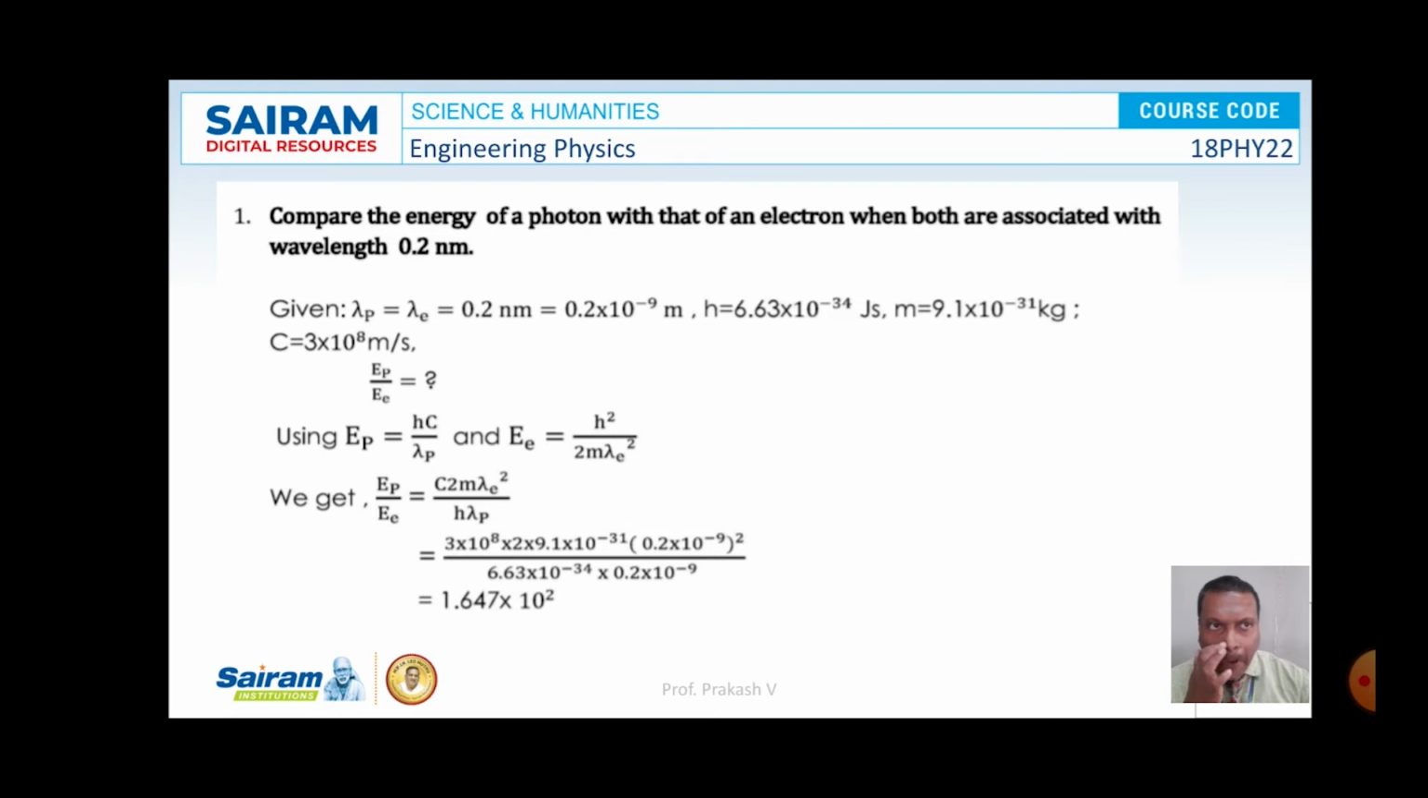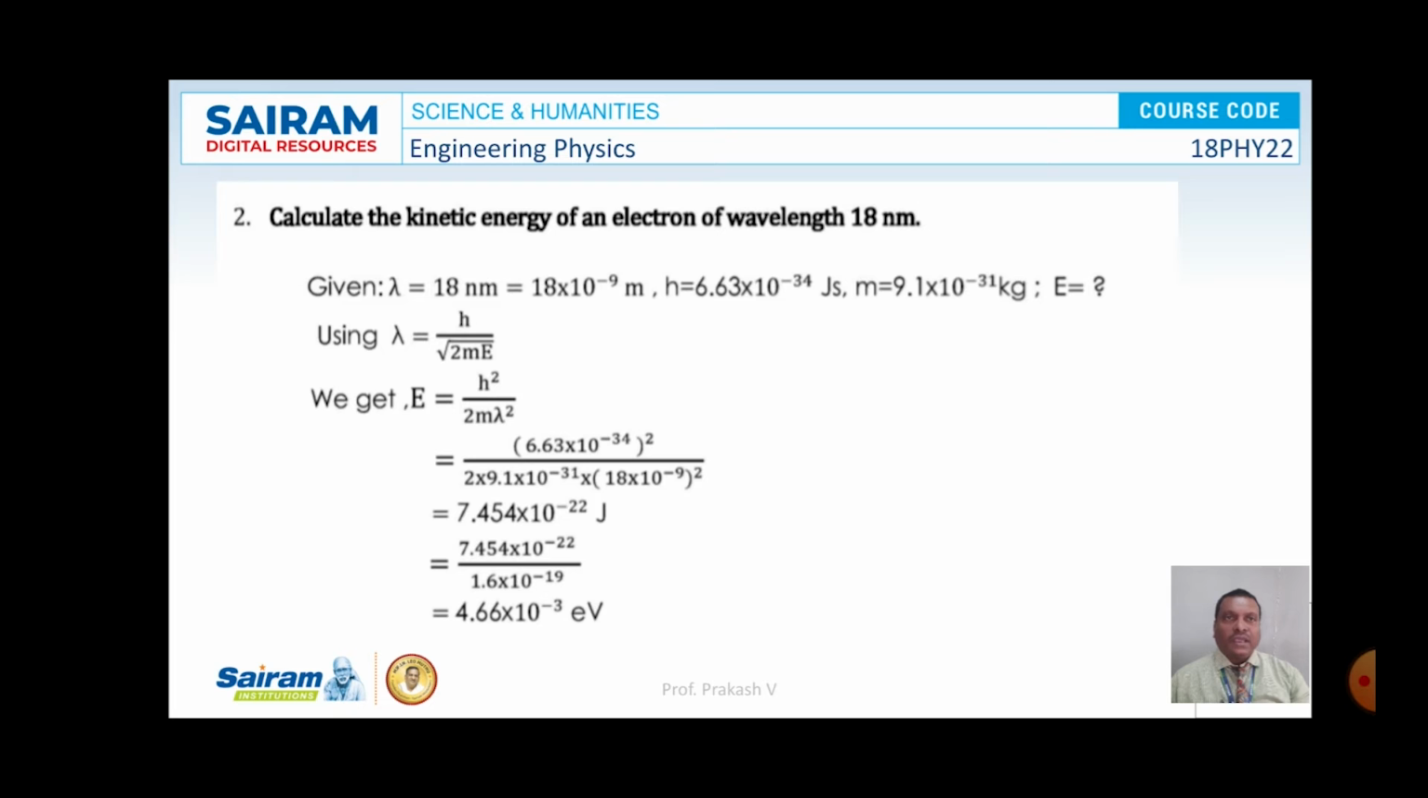Next problem is: calculate the kinetic energy of an electron of wavelength 18 nanometer. Here the lambda value is given, that is 18 nanometer, and the values of h and m are given, that is h is 6.63 into 10 to the power of minus 34 joule second, and m is 9.1 into 10 to the power of minus 31 kg. So here we have to calculate the value of E, that is the kinetic energy of the electron.